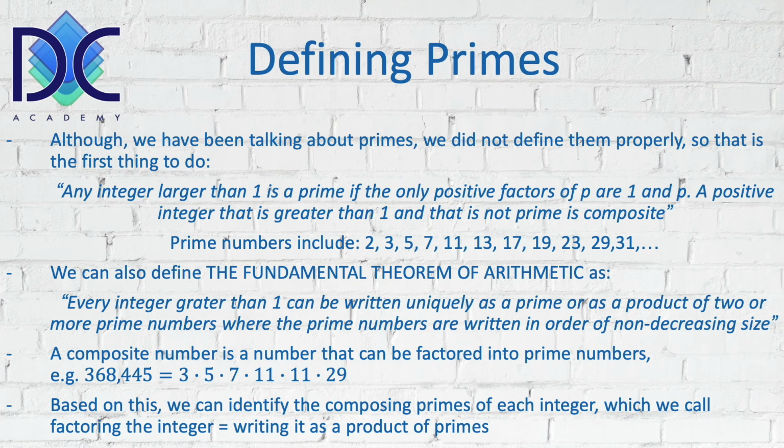Based on this, we can identify the composing primes of each integer, and we call that factoring the integer. Factoring the integer is writing the integer as a product of primes, and any integer can be written as a product of prime numbers.